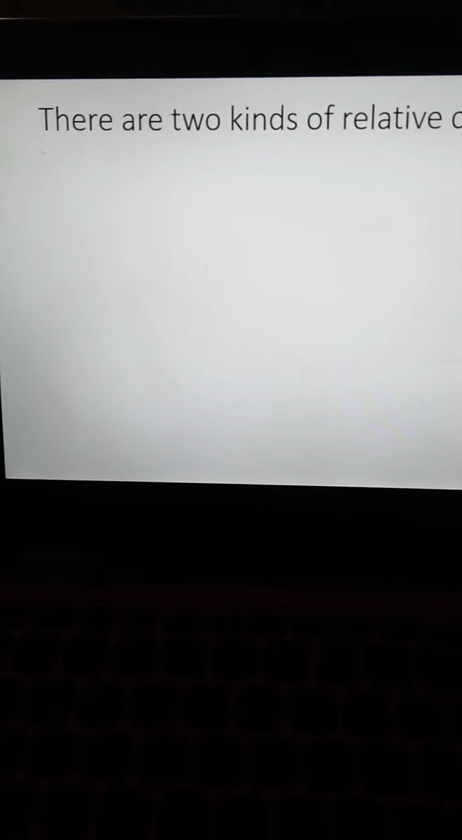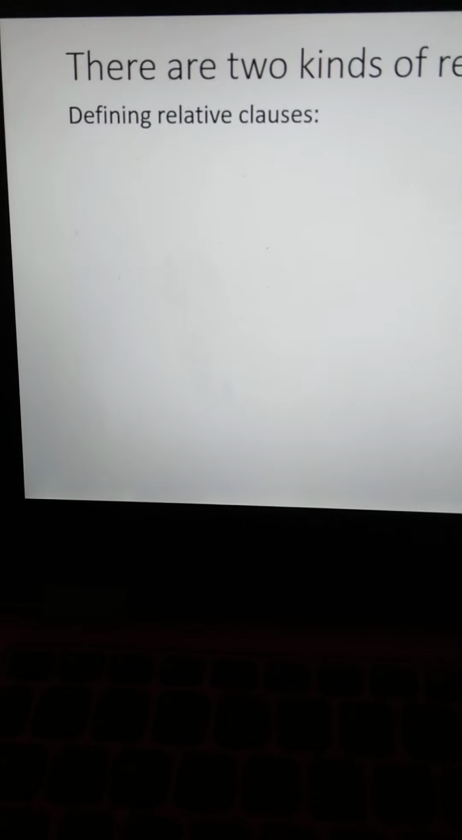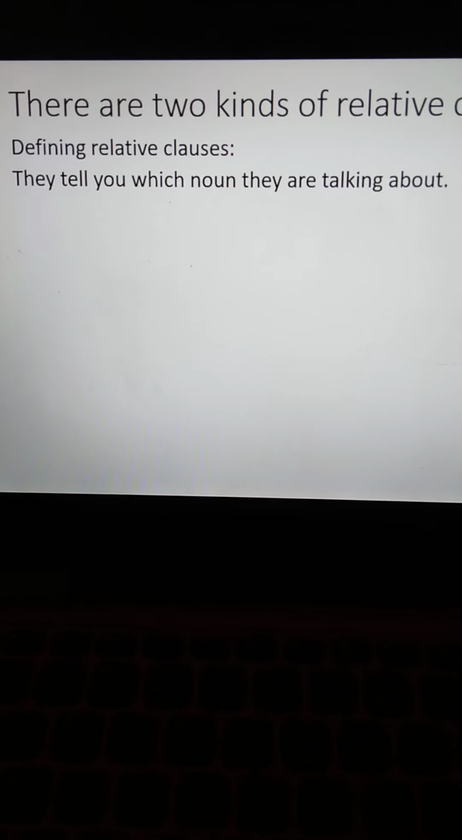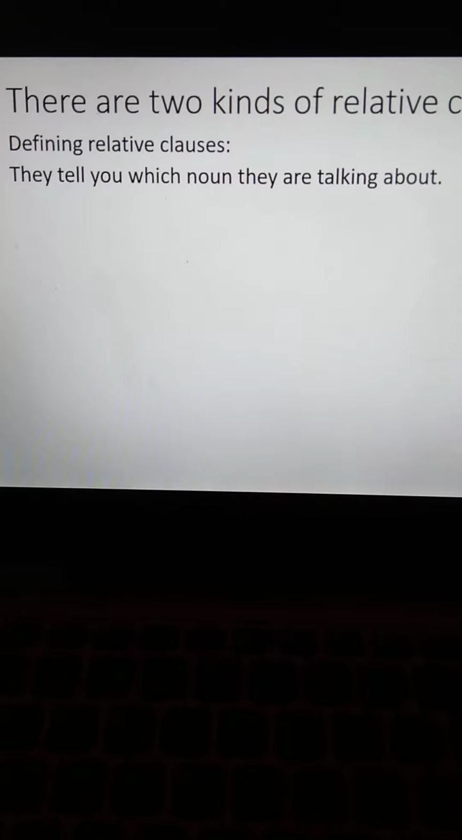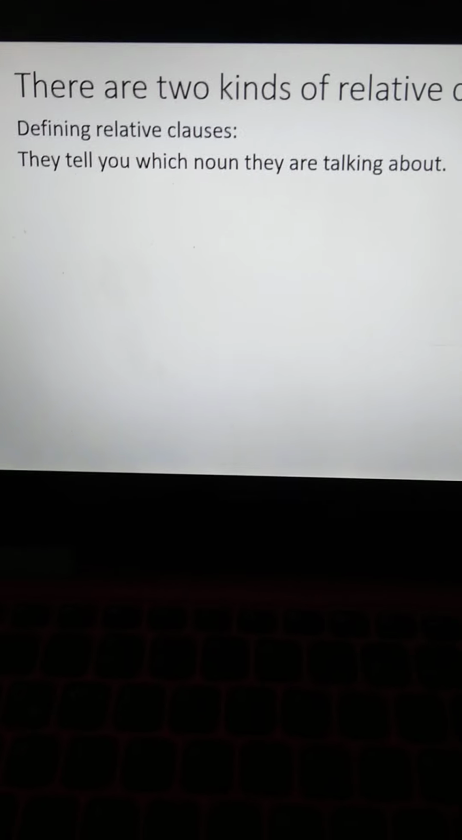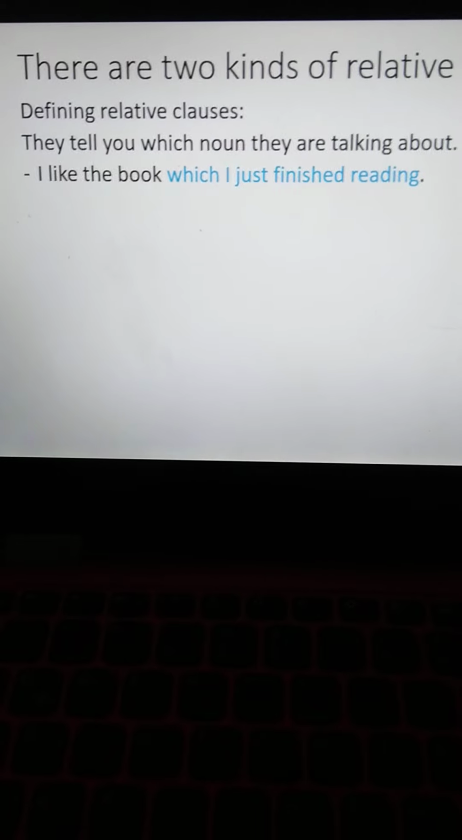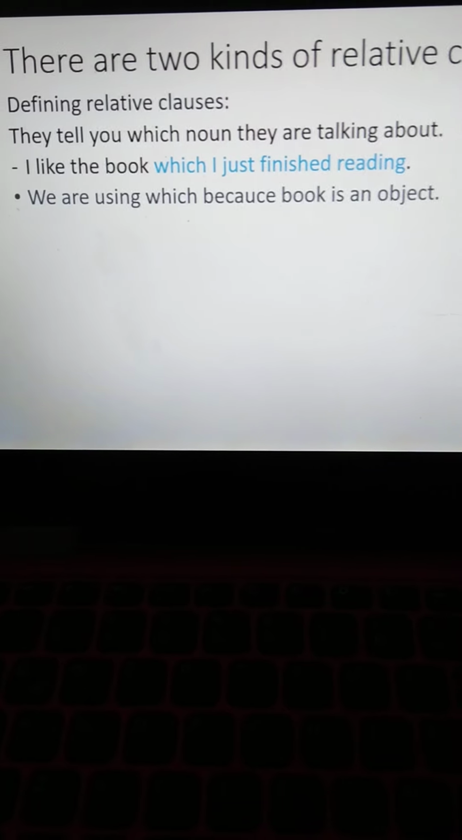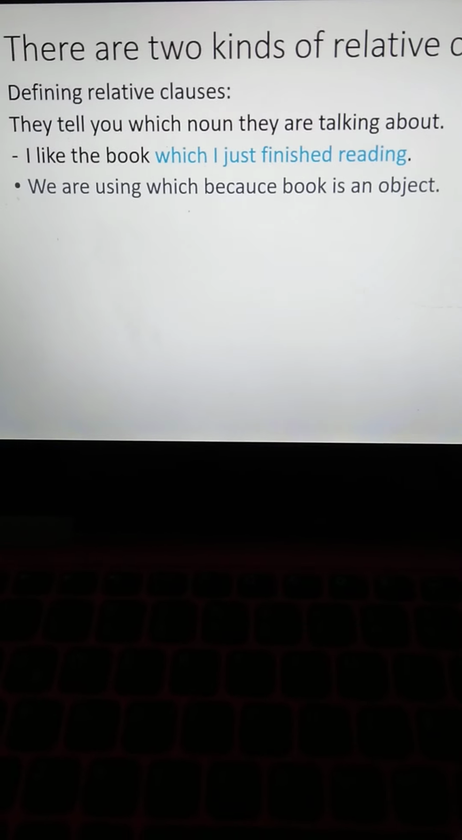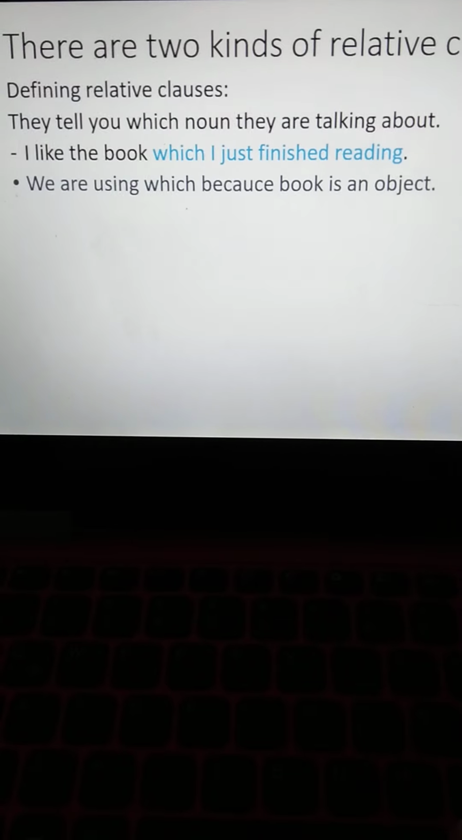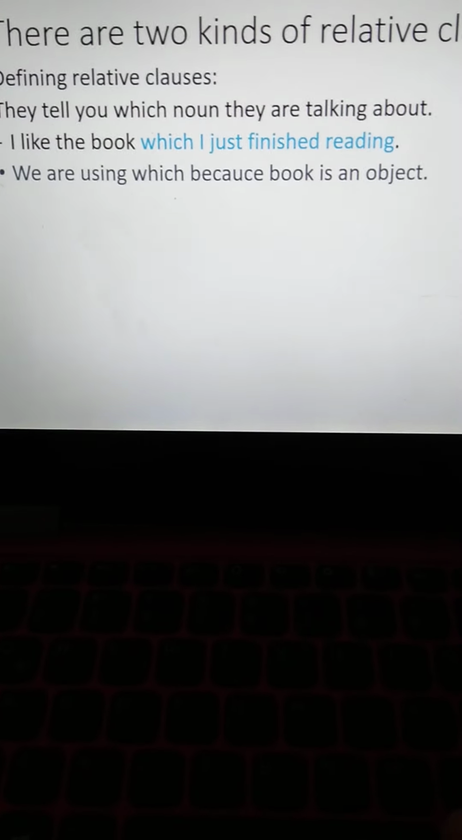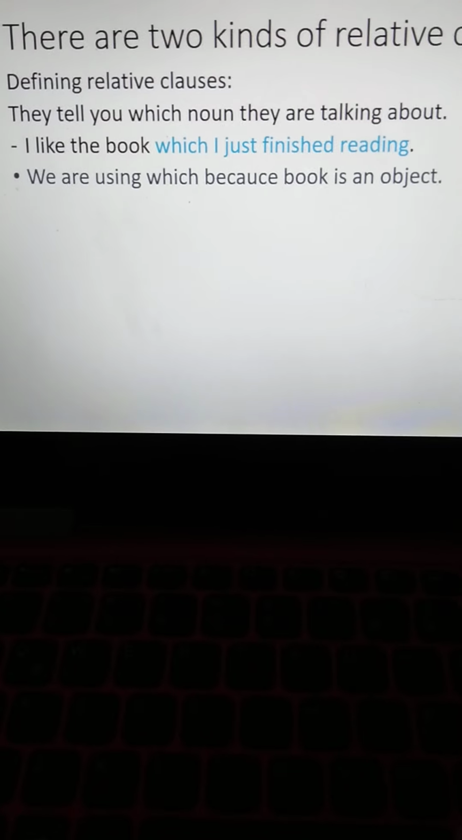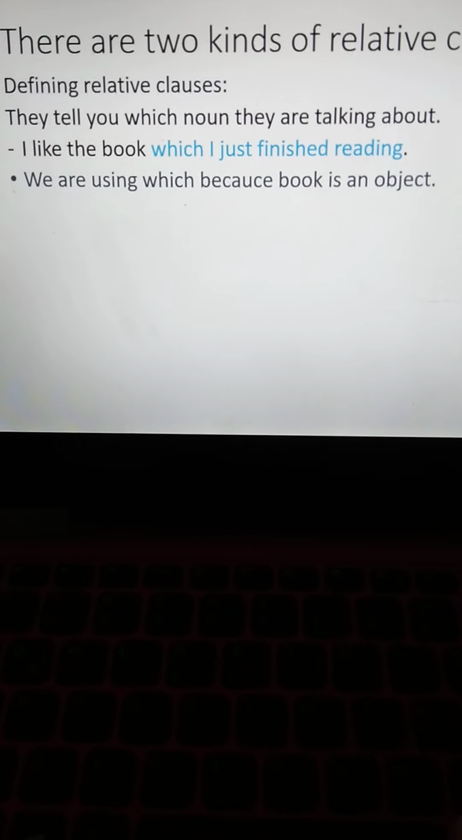There are two kinds of relative clauses, as we said at the beginning. First, we have the defining relative clauses. They tell you which noun they are talking about, okay? So they are giving a specific person, object, thing, time. I like the book which I just finished reading, okay? So we are using which because book is an object. If we were speaking about a person, I like the girl who I met yesterday. I like the park where we played yesterday, okay?